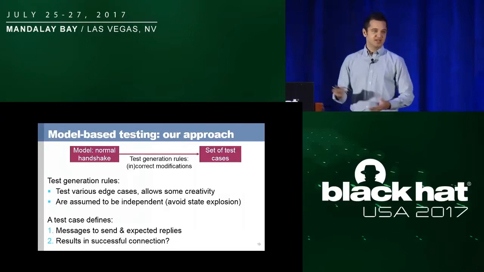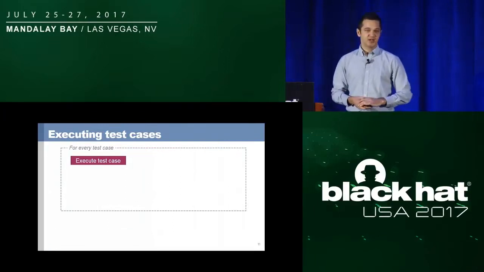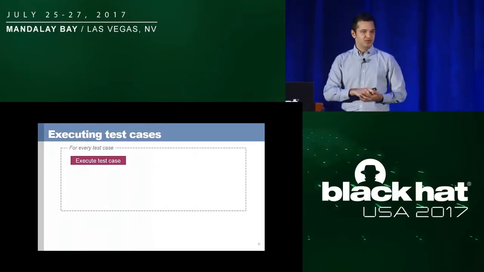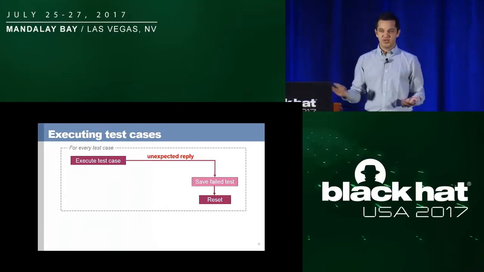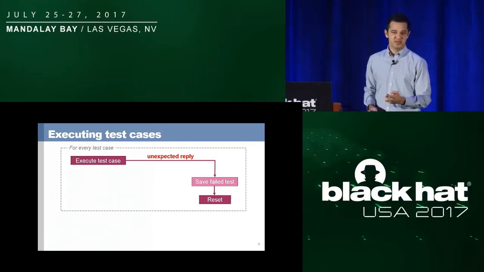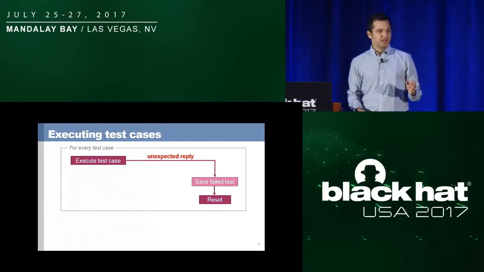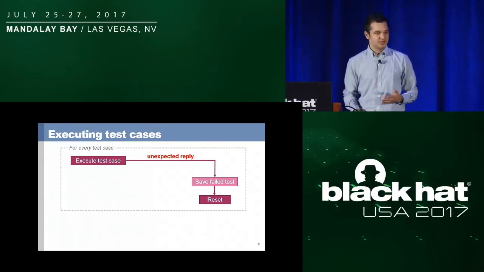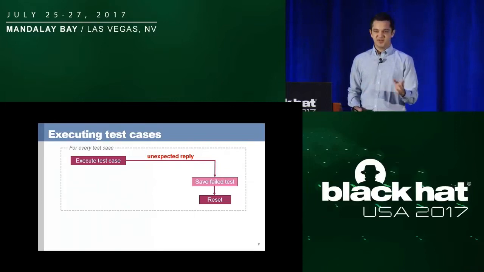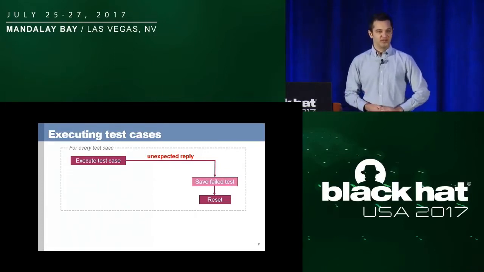Okay, so we now have our test generation rules, we have our test cases. How are we going to execute the test cases? Well, the idea is actually very straightforward. It's like normal test cases. You basically execute the test case. If during this execution you get an unexpected reply, you immediately know that something is wrong here. You don't yet know whether it's a vulnerability, but it's definitely a bug because there is a deviation from the standard. And you're going to track these, in a sense, failed test cases. You're going to save those. And after the test case has been executed, you're going to reset the implementation under test by sending a deauthentication frame to, for example, the access point or the client.